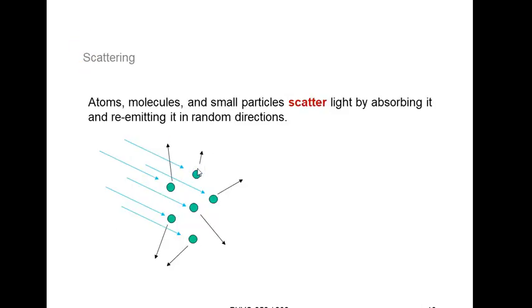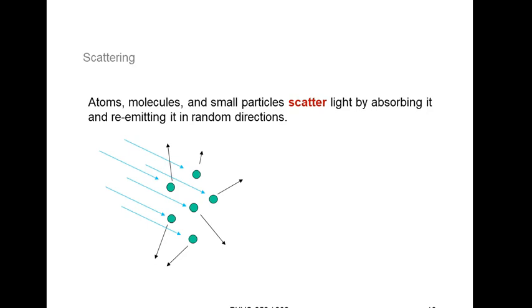Okay, now let's talk a little bit about scattering of light. This is another optical phenomenon. Scattering of light means that light comes into a bunch of so-called scatterers, and what they'll do is they will scatter the light, they will send the light in random directions.